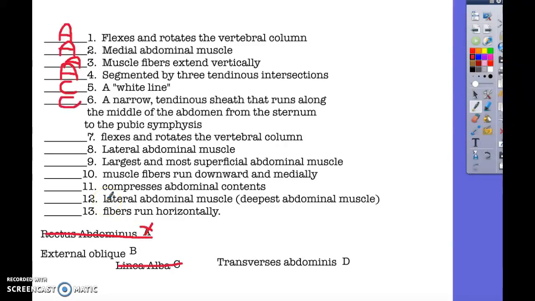All right, flexes and rotates the vertebral column. Here we go with B. The largest is B, okay, our external oblique is the largest one. Downward and medially, or we could say diagonally, and it's the lateral, it's on the side, okay. And let's see, that's B. And then transverse, we know it compresses. We know it is also lateral and deepest abdominal muscle. And we know that the fibers run horizontally.